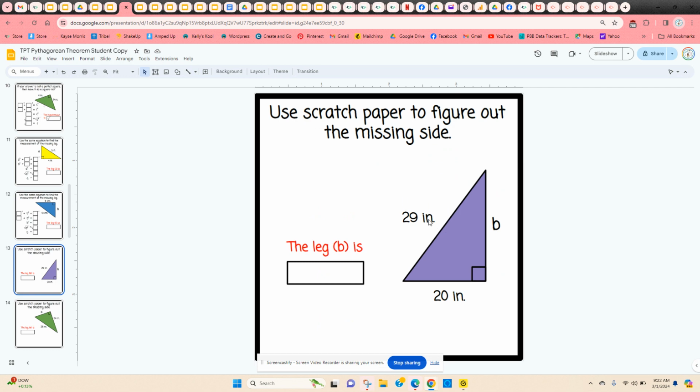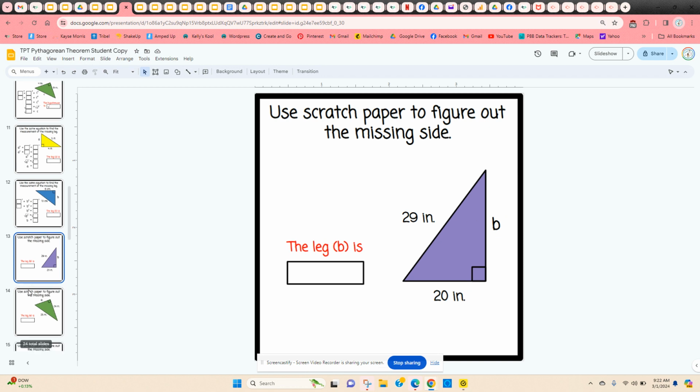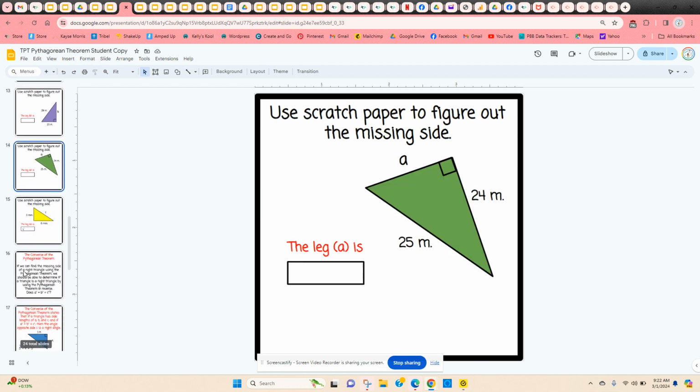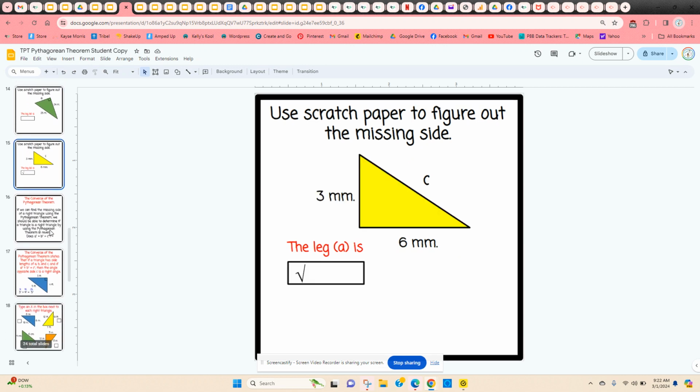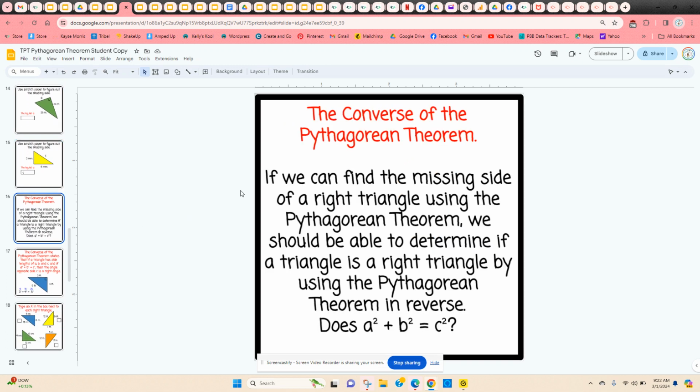So here they have a right triangle. They're missing the length of one of the legs, and they're just going to solve for b. Same thing on the next couple slides. And then we explain to the students the converse of the Pythagorean theorem. So the converse says we have a triangle. How do we prove it's a right triangle? We can prove it using the Pythagorean theorem, a squared plus b squared equals c squared. If this works, if it comes out equivalent, we know it's a right triangle.